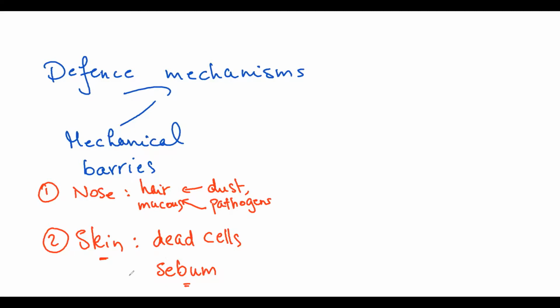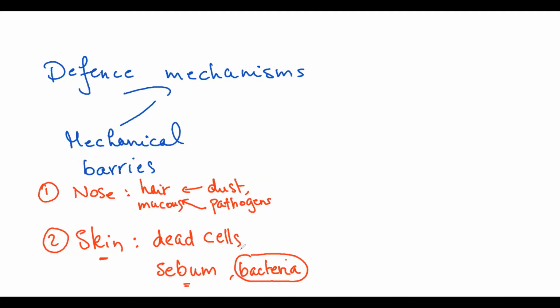Also, on the skin, there are normal bacteria living on the skin normally, and they are unharmful bacteria. But when there are harmful pathogens trying to invade the skin, these bacteria are going to compete with them, and the bacteria of the skin are going to win the battle with the pathogens. All these are mechanical barriers that prevent the pathogens from entering the body.